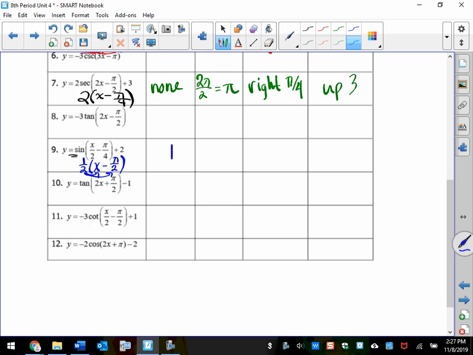So that checks out. So when calculating the period here, we want 2 pi over 1/2. That's the coefficient of x. And that's going to give me 4 pi. So it doubles my period there. This is a horizontal stretch. And let's see, the phase shift is to the right by pi over 2. Good. And we do have a vertical shift up 2. Okay. That looks good.